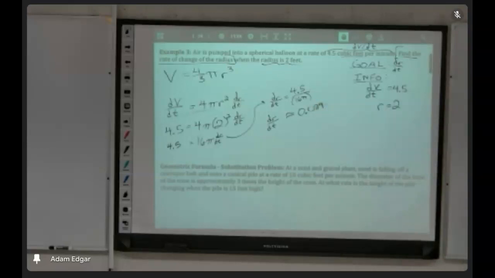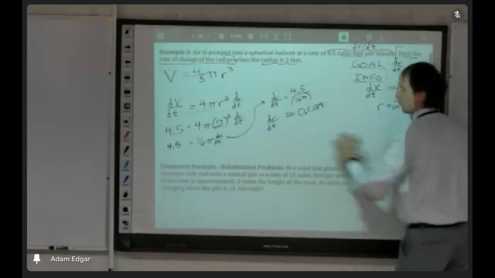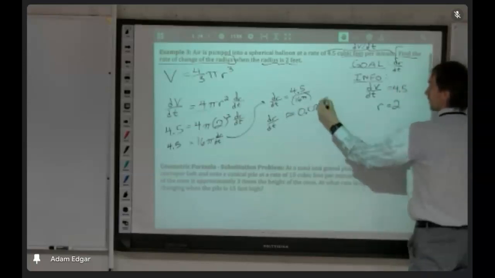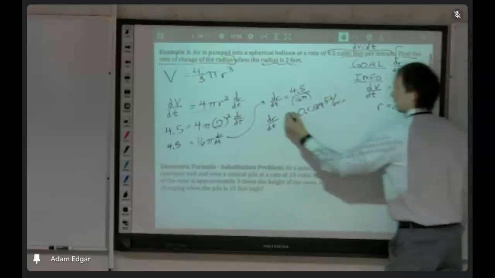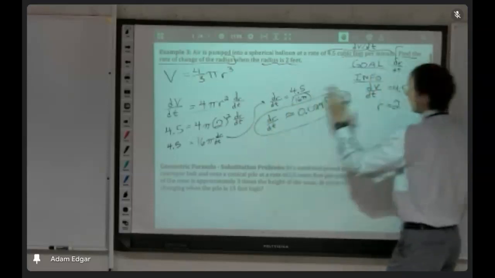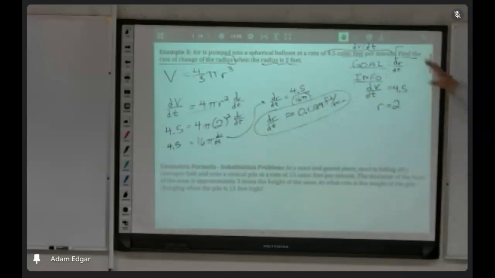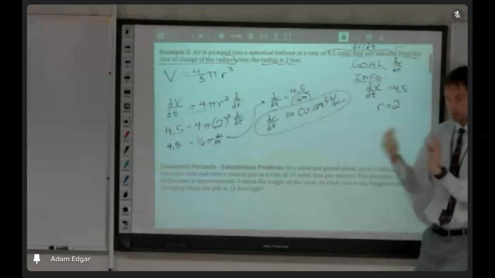So how is radius going to be measured? Feet, so this is going to be feet. How is time measured? Minutes, so this is feet per minute. So don't just think, oh, it's going to be feet cubed per minute because the volume is feet cubed. No, no, no, no, no. Radius is just a distance. That's just feet, so it's feet per minute. Right?